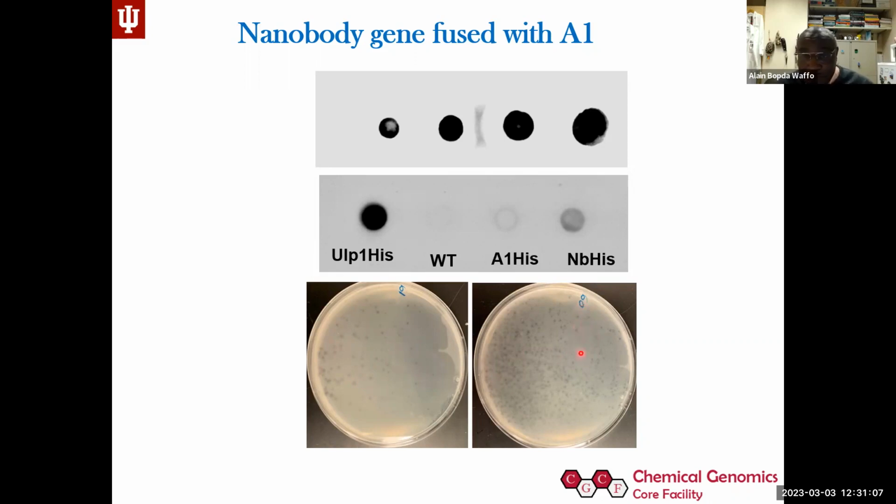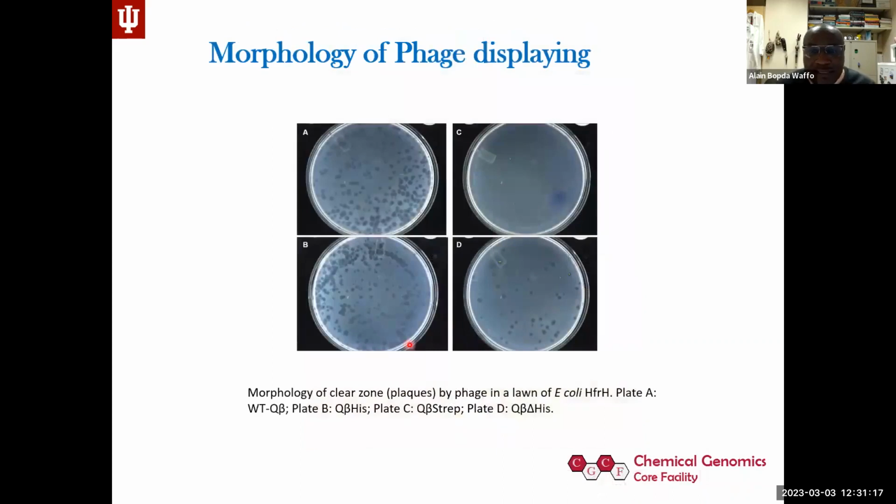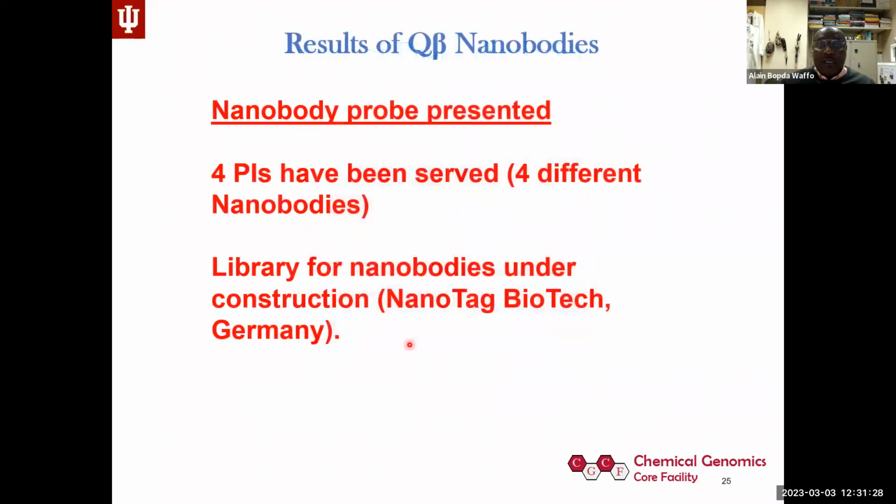Here was crude. When we have expression, we just test it. And then when we make a dilution, 1 to 10, you can see it. So here is another plaque assay for you to have an idea of the morphology. This is how every day we count those viruses. So far, we have 4 PIs that have been served with whatever sequence they provide; we clone and give them back 4 different nanobodies. And a library is under construction.